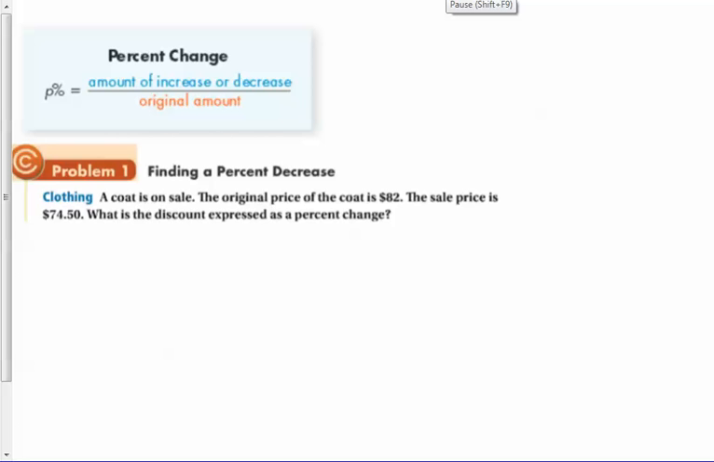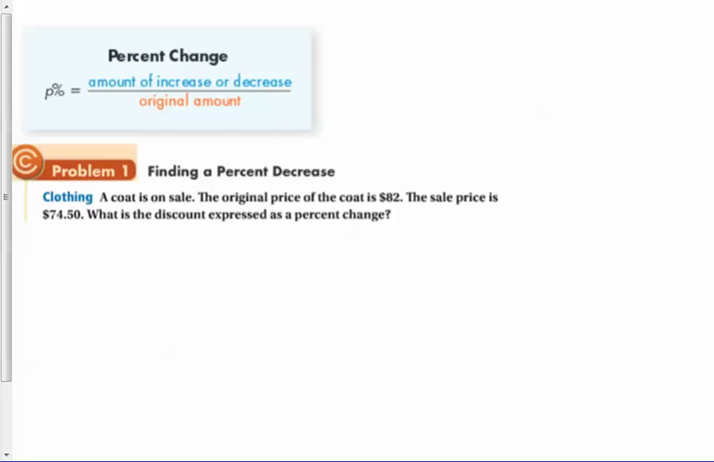Okay, for this one, we're looking at percent change. That's what this section is all about. What you really need to know is that percent change is equal to the amount of increase or decrease divided by the original amount. But if you times it by 100, you're going to get the percent.